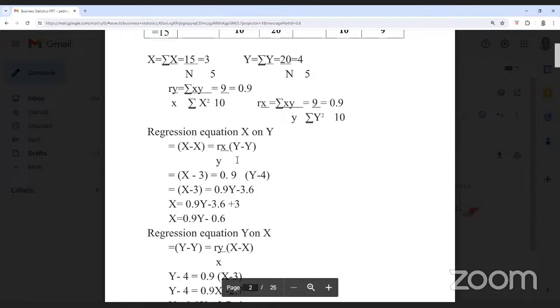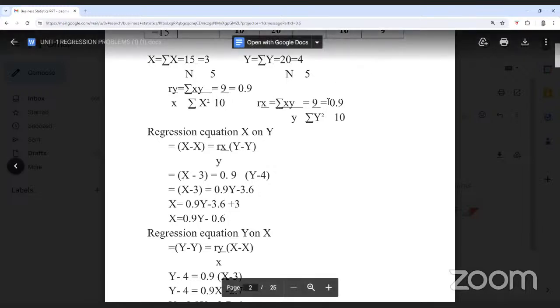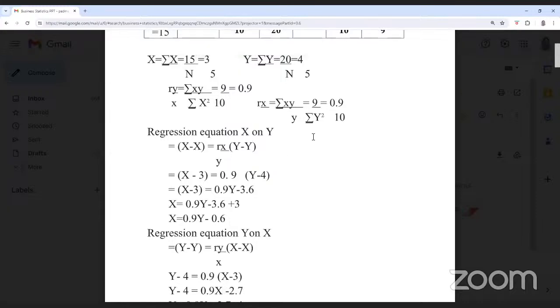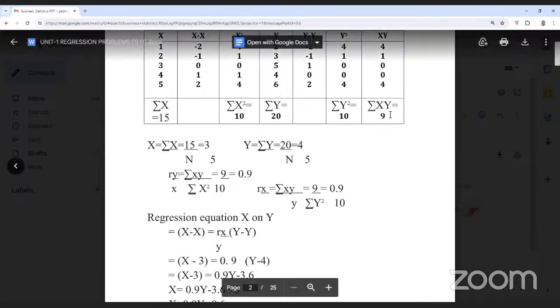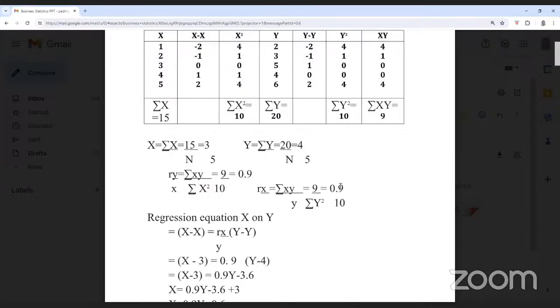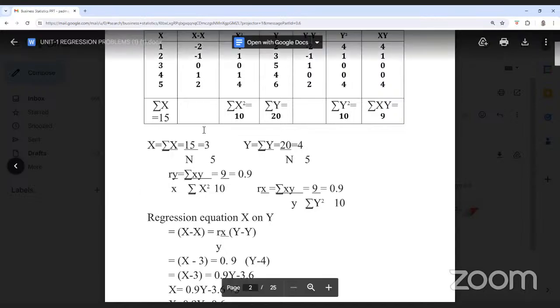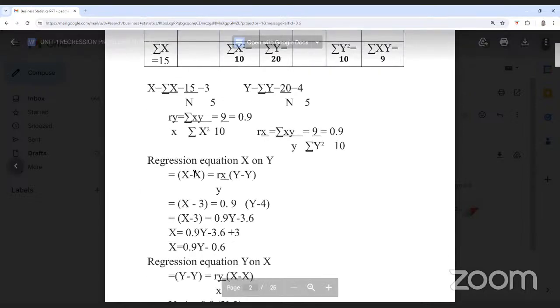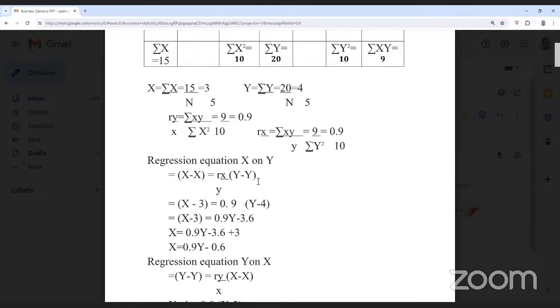So I am finding out first the value of this one. So rx divided by y, that is sigma xy divided by sigma y square. Y is there here, y square. So what is the sigma here? 9 divided by 10. That is 0.9. Here both values came the same, so at both places we get the same value.